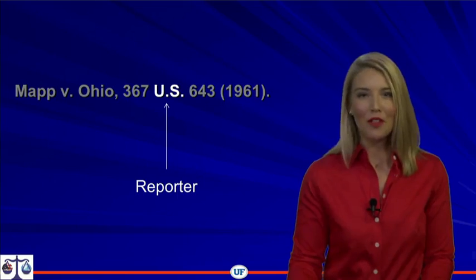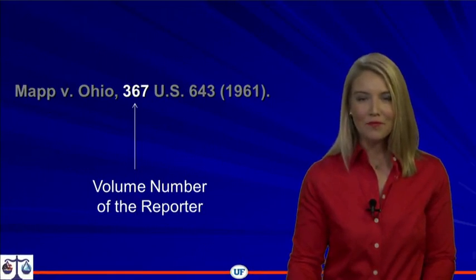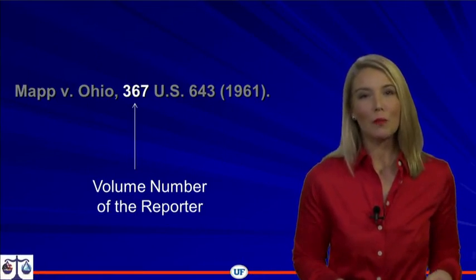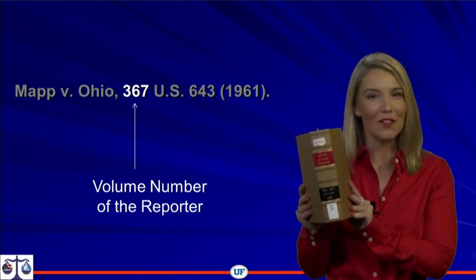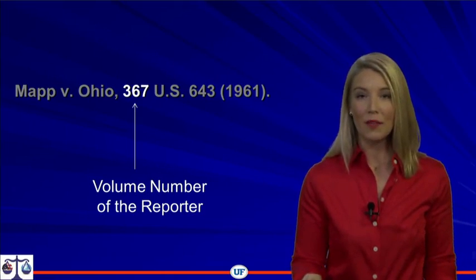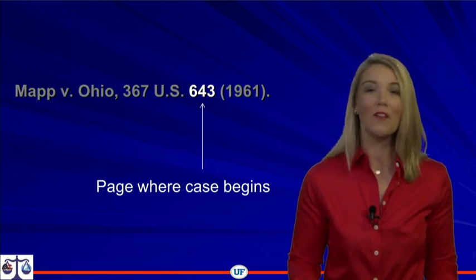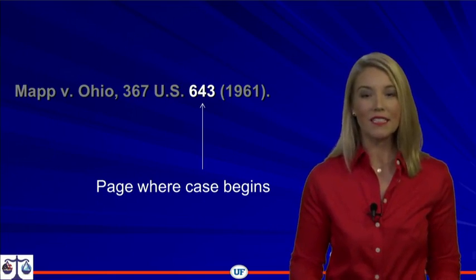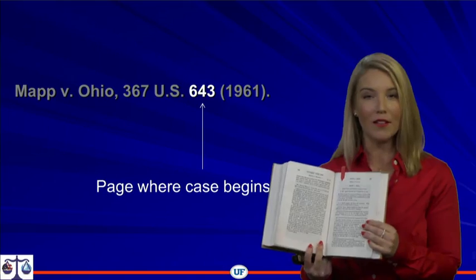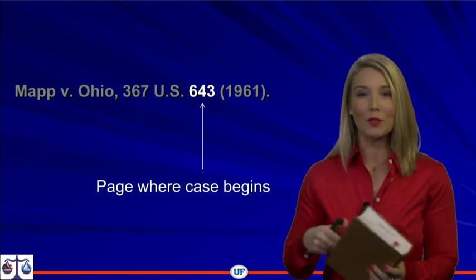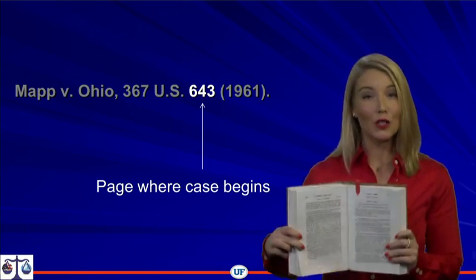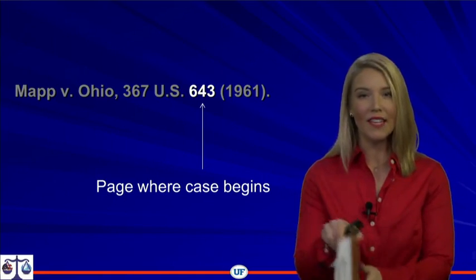Now let's go back to that number 367 that I skipped over earlier. That stands for the volume. Remember, a reporter is a book. So if you were to pull volume 367 of the United States Reports, which I've done here, and you were to turn to the page number indicated by the number following that abbreviation of U.S., 643, you would be able to read the case Mapp versus Ohio. So an American lawyer would be able to pull volume 367 of the United States Reports and turn to page 643 to read the case.